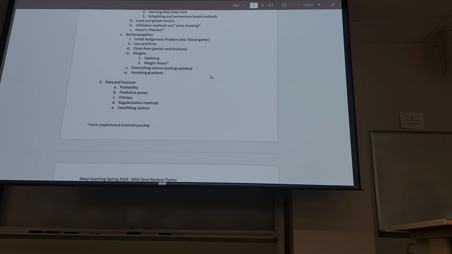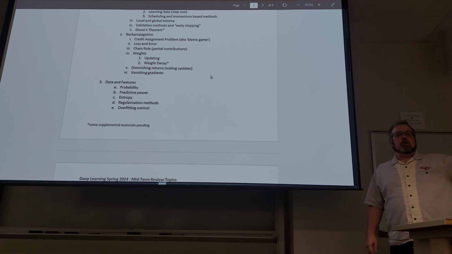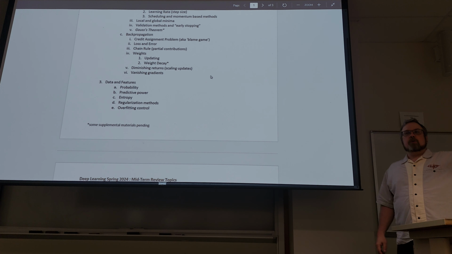Blame game extra credit, or excuse me, extra credit. The credit assignment problem, right? Who owns what with regard to the total error of the system in the backdrop? Loss and error approximation methodology. How do we appropriately determine the ownership of the weight with respect to the error?